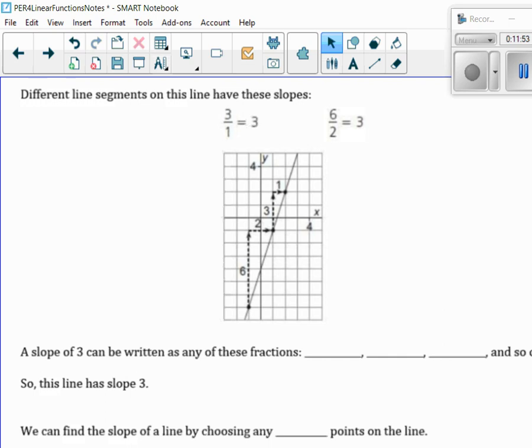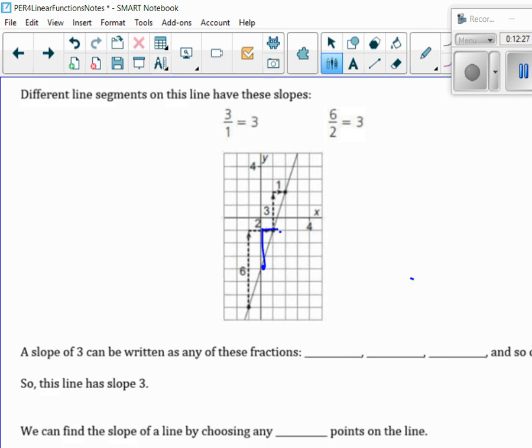Okay, so different line segments on this line have these slopes. Does everyone understand a slope of 3 is 3 over 1, 6 over 2. It doesn't matter where you measured on the line. It's going to have 3 all day long on the slope, right? So if I go from here, I'm measuring 6 up, 2 over. Or I'm going 3 up, 1 over. Do you see I could have measured 3 up right here? If I went from here to here, that's 3 up, 1 over.